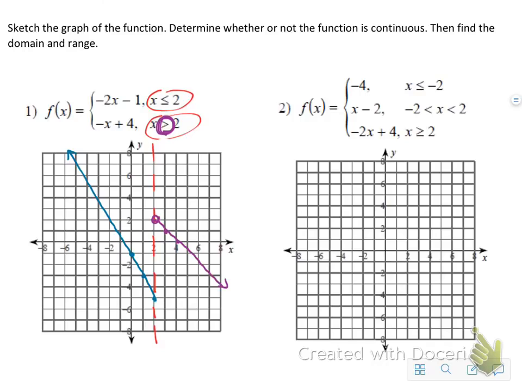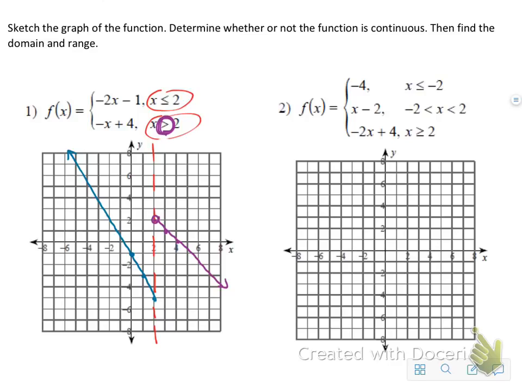Now what does it mean for something to be continuous? Well, what it means is that when I draw the function, I don't have to pick up my pencil. Okay? If I go from left to right, I never have to lift my pencil. That's the simple way of thinking about continuity, or whether or not the function is continuous.